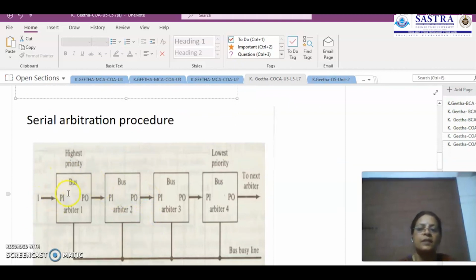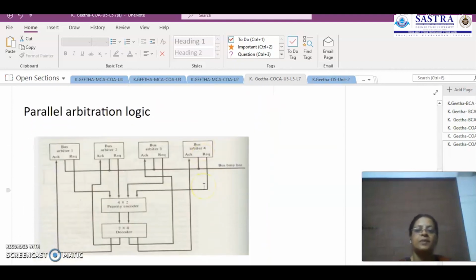It will check the highest priority device. If it needs the bus, the arbiter will give the control to this device. Otherwise it will pass on the control to the next, like that. So if it is arranged in this serial fashion, and the arbitration procedure is invoked one by one in a serial order, then it comes under this category, serial arbitration.